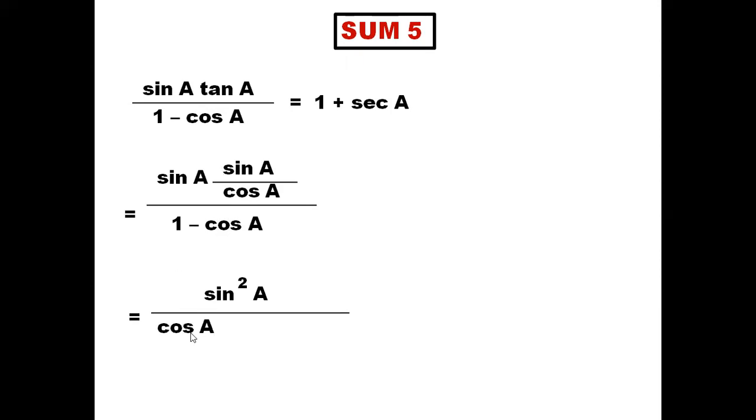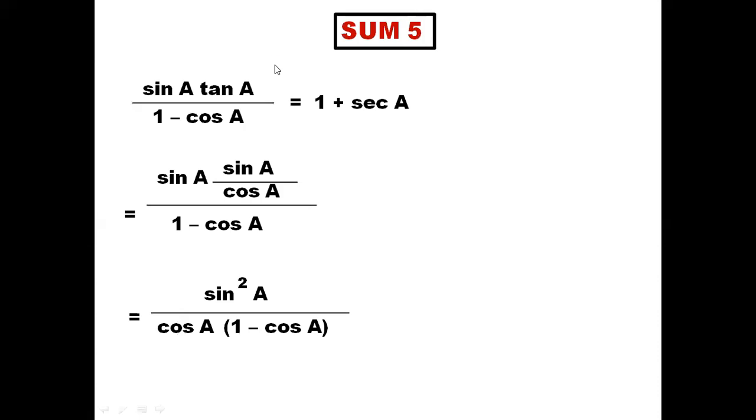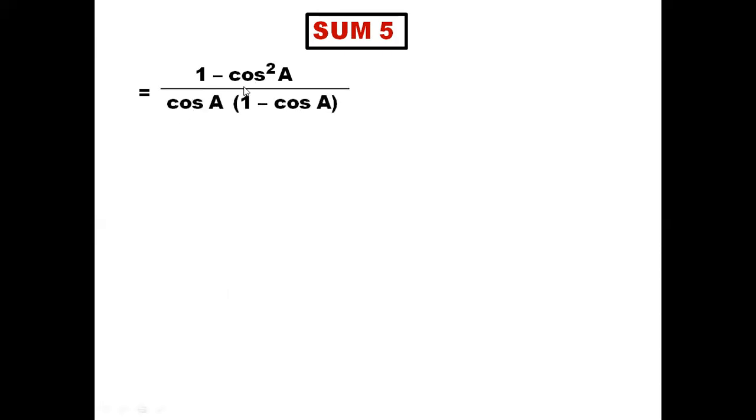So we write this as cos A multiplied with 1 minus cos A, because this is in the denominator, right? Now sin square A is written as 1 minus cos square A. See, in the last step, sin square A was in the numerator. So sin square A is written as 1 minus cos square A, because we know sin square A plus cos square A equals 1. And the denominator remains as it is.